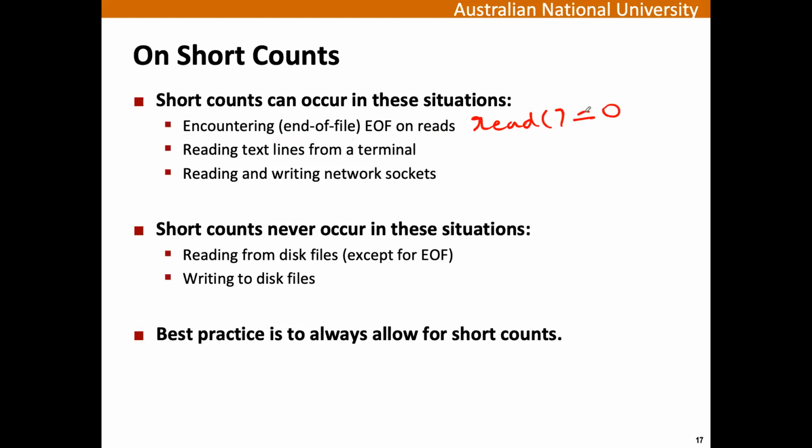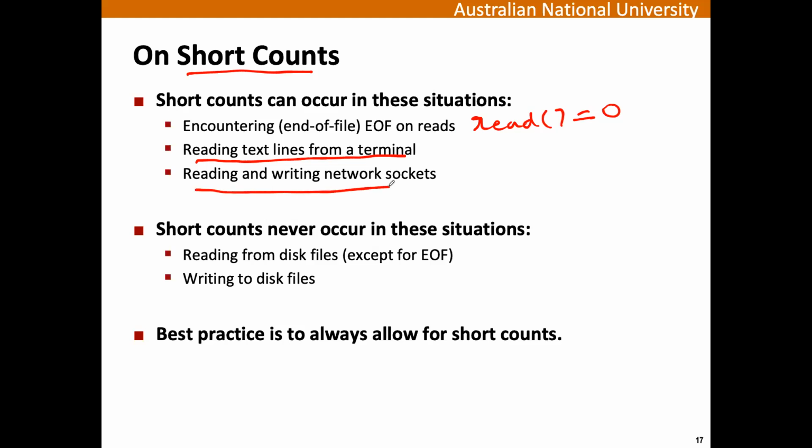Okay. If you're reading text lines from a terminal, you don't know how many characters the user is going to type. So you just randomly tell the kernel, read, I don't know, 1024 bytes, and the user only types a few characters. You're going to end up with a short count. So these are all examples of short counts.